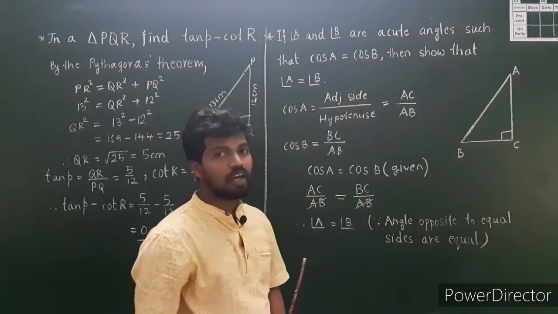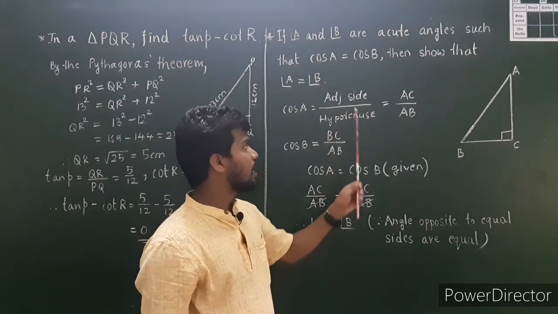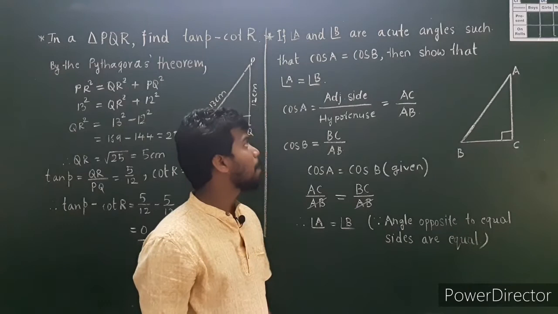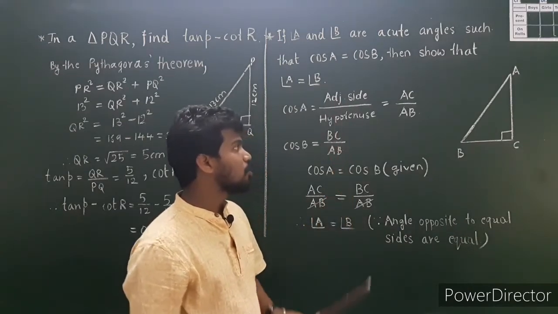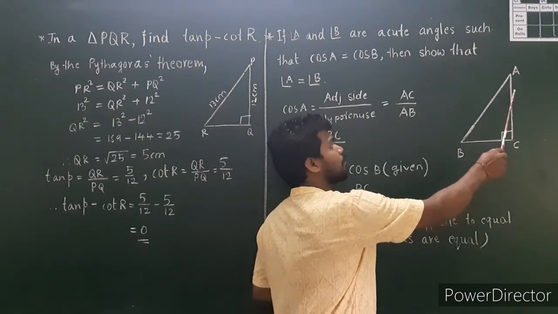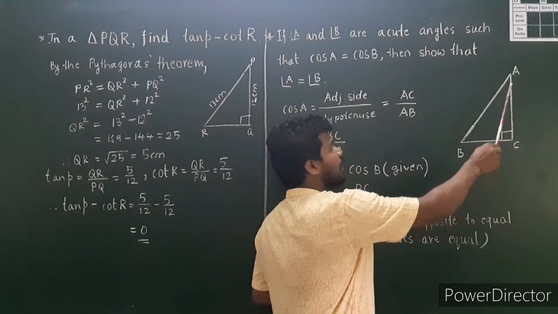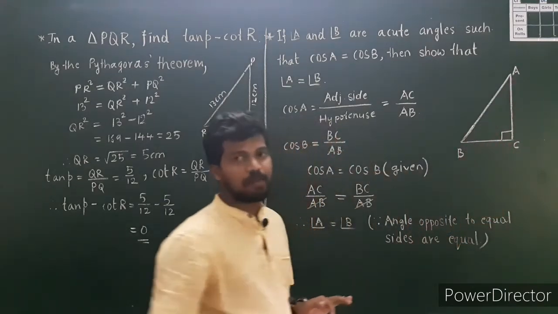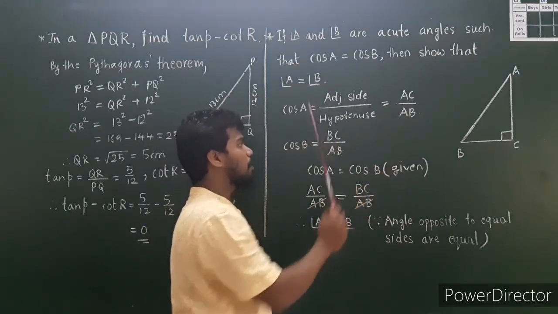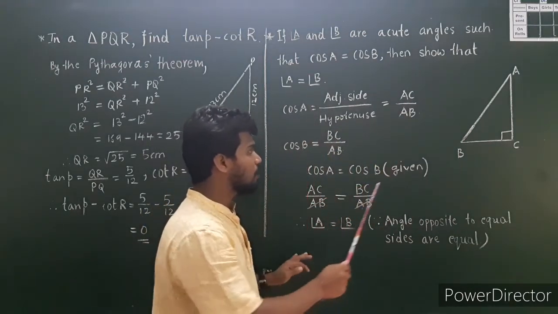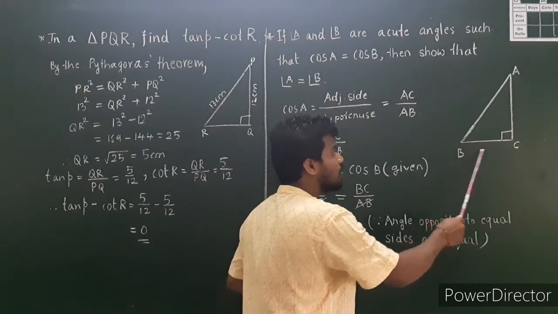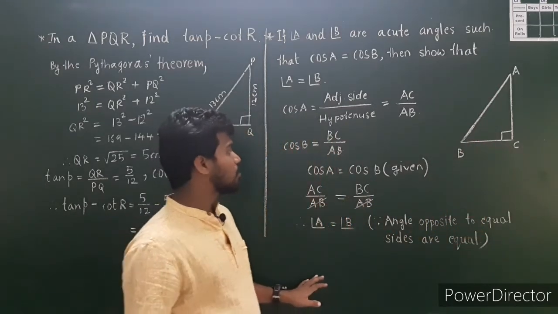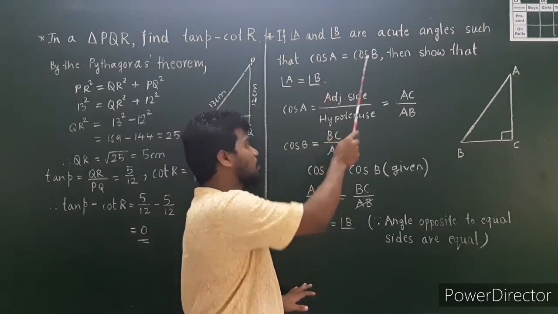So what is the definition of cos? Adjacent side by hypotenuse. So now the angle A is here. So what is the adjacent side? AC by hypotenuse, AC by AB. So now you go to cos B. The angle B is here. So adjacent side by hypotenuse, so BC by AB.